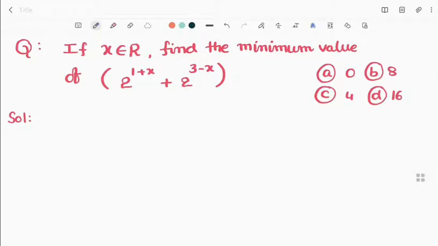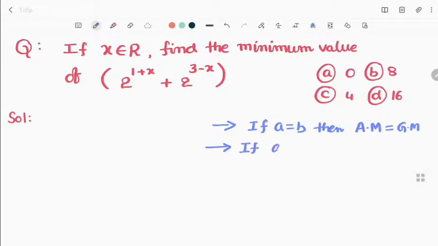Before that, we need to learn some important points regarding arithmetic mean and geometric mean. Point number 1: if A is equal to B, then arithmetic mean should be equal to geometric mean. This is the first point. The second point: if A is not equal to B, then arithmetic mean is greater than geometric mean.